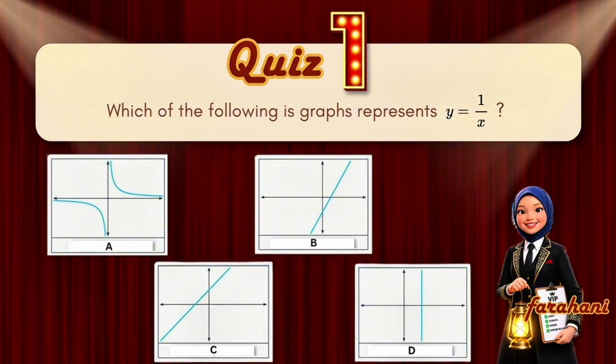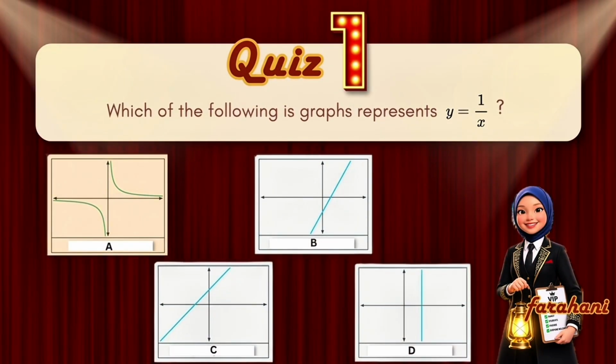Now, moving on to the quiz section. Quiz 1. Which of the following graphs represents y equals 1 over x? Yes, the answer is A, which is the reciprocal function. How do we get the answer A? Let's see the calculation.